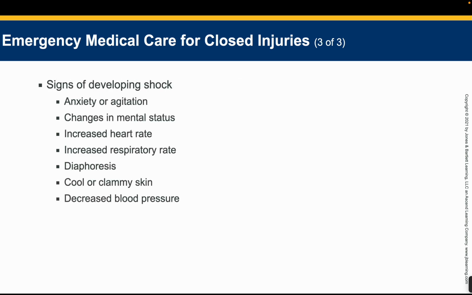Even with closed injuries, you always need to be watching for signs of developing shock. Early on, you might see things like anxiety, agitation, or changes in mental status. As it progresses, you'll often notice an increased heart rate and respiratory rate. You may also see diaphoresis, with skin that becomes cool and clammy. And later signs can include a drop in blood pressure, which is a more concerning finding. So this is where your reassessment and vital signs really matter. You're looking for trends and subtle changes because recognizing shock early can make a huge difference in how quickly you intervene and how well your patient does.